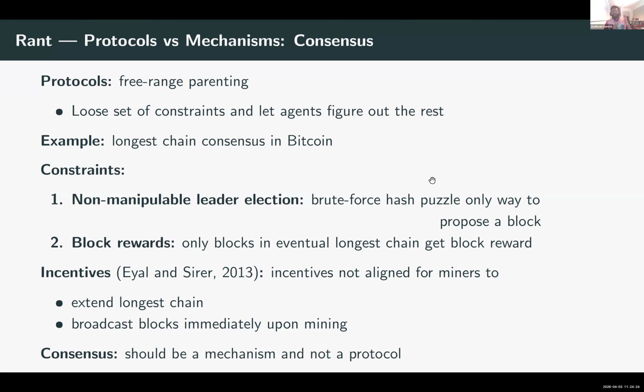So in particular, the way we should probably think of consensus is as a mechanism and not as a protocol. Ideally, and I don't know if we can get longest chain to work this way, we would want people to extend the longest chain at all times, right? Or if you want to do Byzantine fault tolerance, we want people to sign very particular blocks. We don't want to give a lot of leeway on how people participate in the consensus protocol.